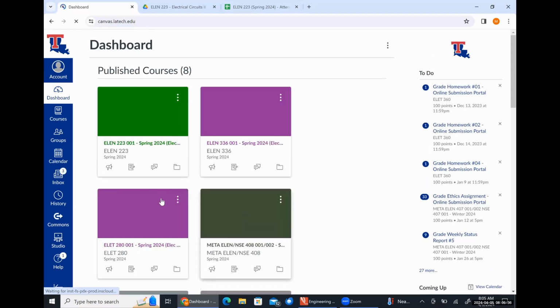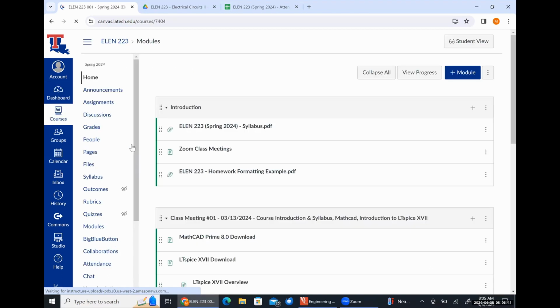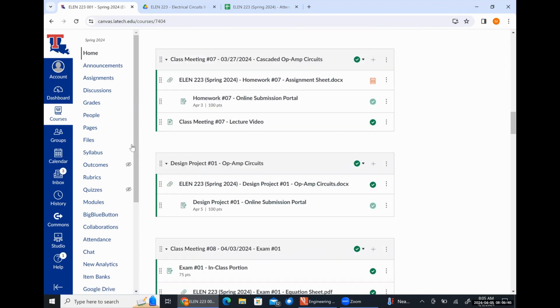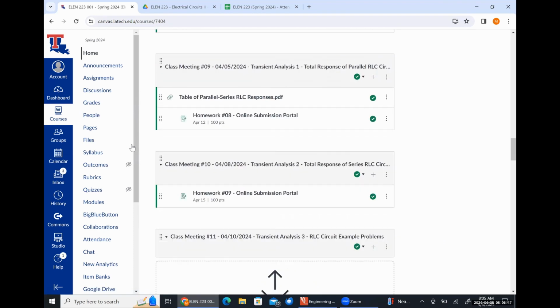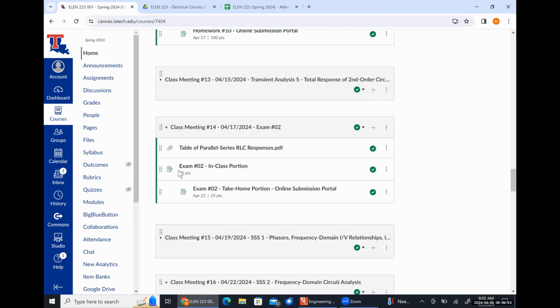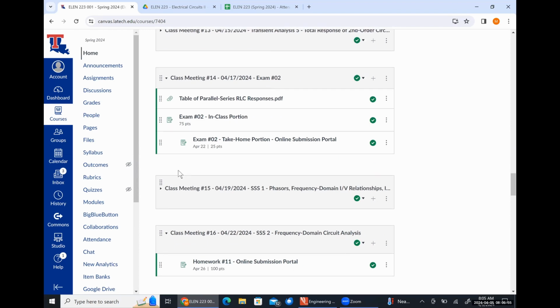I have a digital copy of it already uploaded onto Canvas, both for today's class meeting. Here we go. So, table of parallel and series RLC responses for today's class meeting, as well as for the exam two stuff. You're going to be using this sheet extensively, effectively over the entirety of the next module.